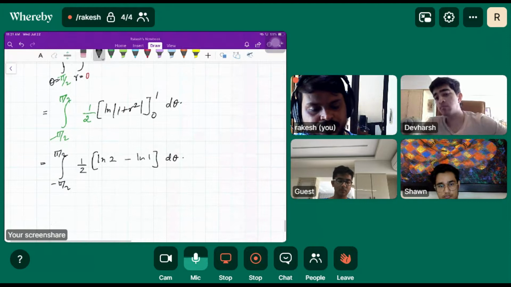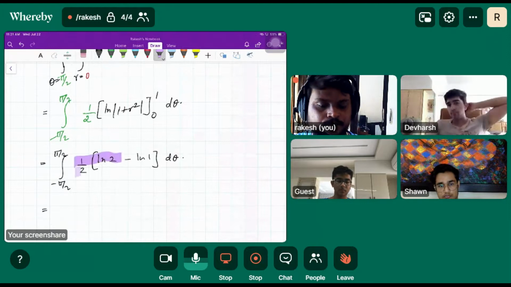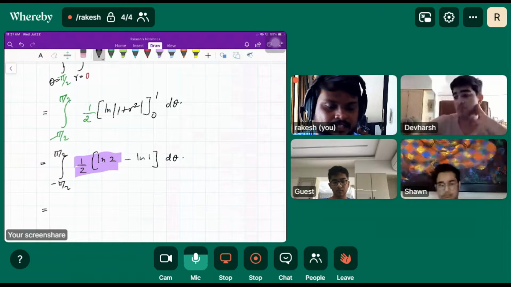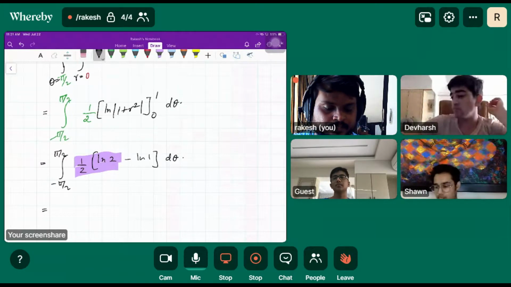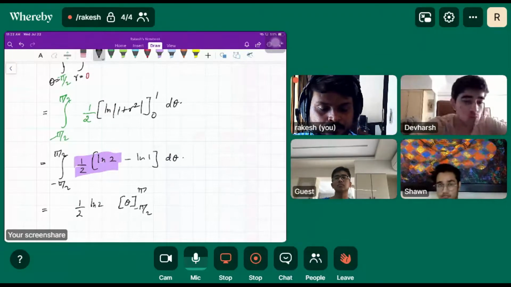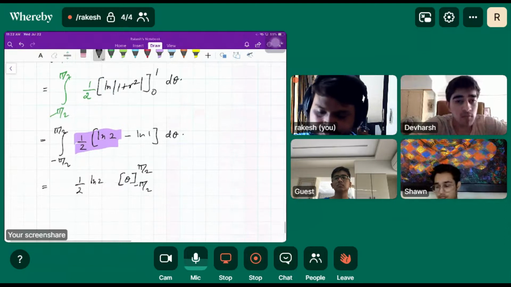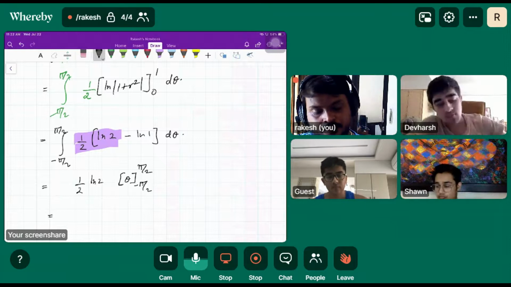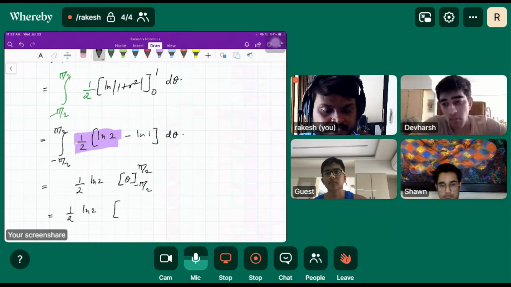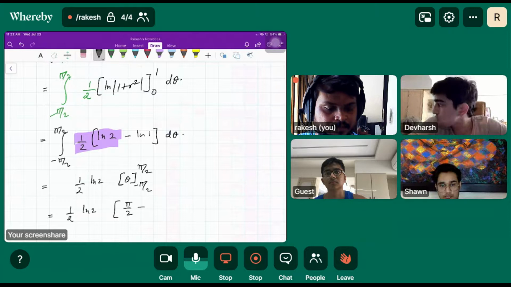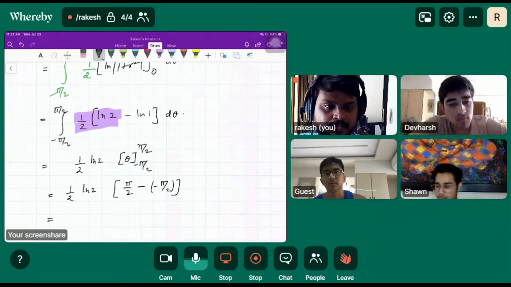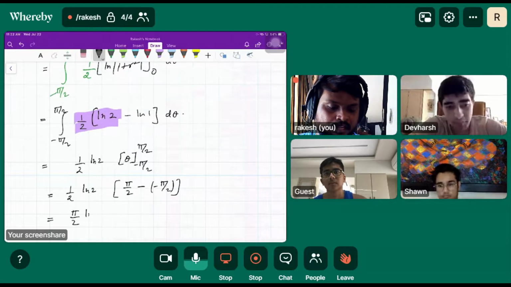So the integration of half ln 2 with respect to theta is half ln 2 theta, from minus pi by 2 to pi by 2. So half ln 2 times pi by 2 minus of minus pi by 2. That would be just pi, right? So pi by 2 ln 2.